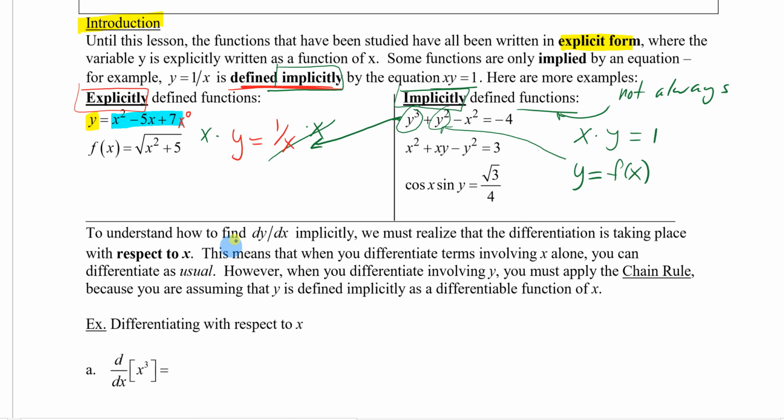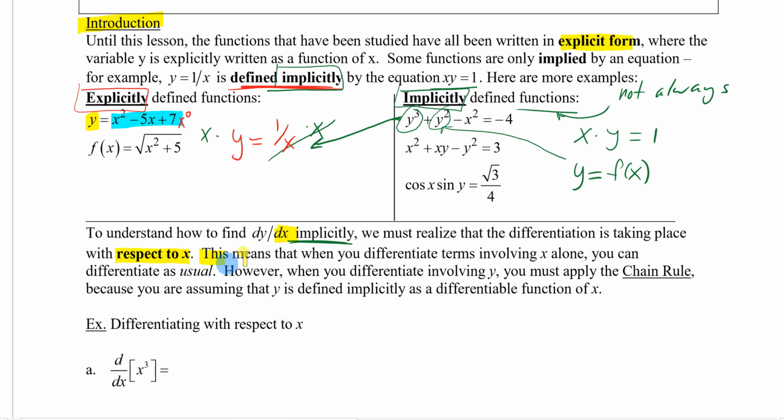To understand how to find dy/dx implicitly, we must realize that the differentiation is taking place with respect to x. How do I know that? How do I know that I'm taking a derivative with respect to x? The bottom part of this notation for derivative tells you that dx, you're taking the derivative with respect to x. So if I'm taking a derivative of some relation y or some function y, the bottom part is telling me to take the derivative with respect to x.